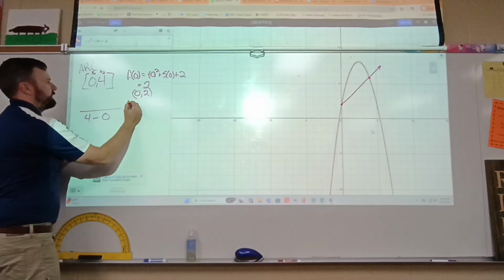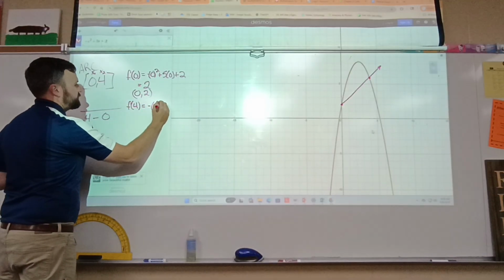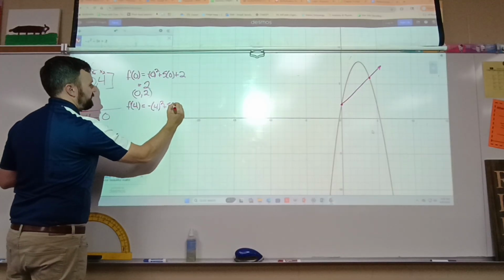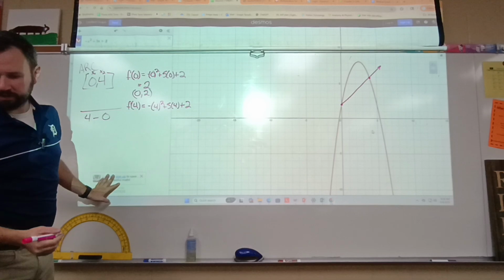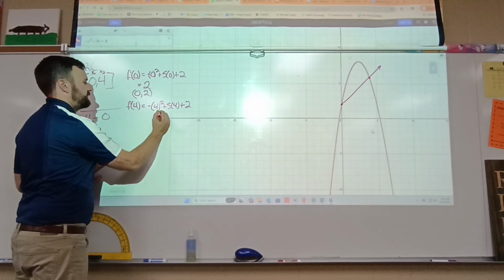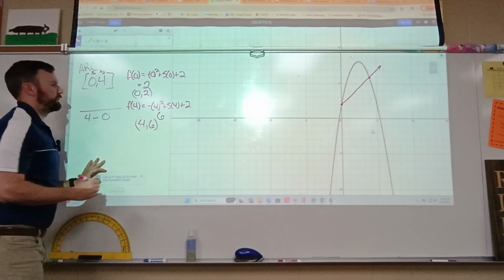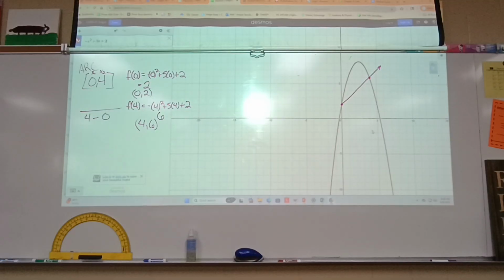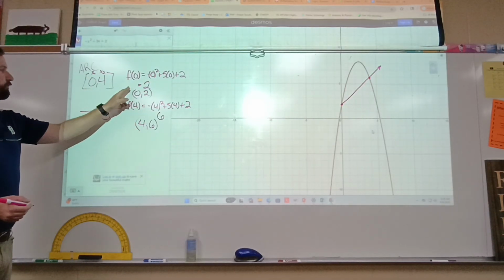If I do f of 4, yipers, negative 4 squared plus 4 plus 5 plus 2. I wrote that down somewhere because I didn't feel like doing it. I got 6, right? Got 6. So I have the point (4, 6). Okay? And that makes sense when I look at the graph. Those are the points I graphed as well. But that's how I get these 2 points.